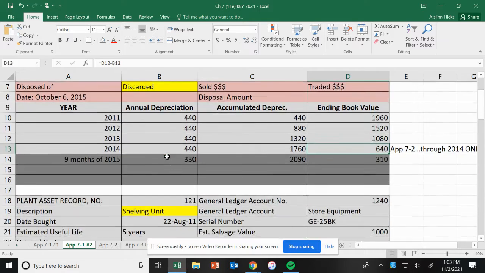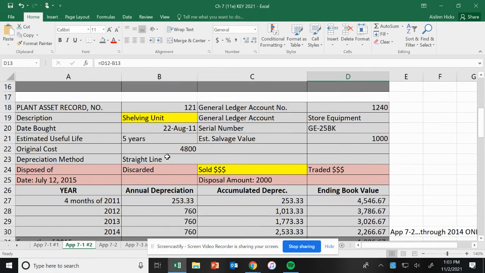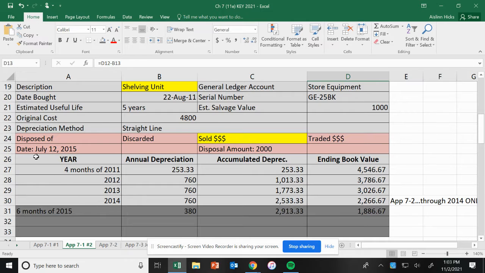The next one is a shelving unit. And this one, again, none of this pink is filled in for you yet, okay, because mine's completely done. So just pay attention to this top part, which you should have filled in. We bought it August 22nd. Oof, that means we got to count. Feel free to use your fingers, okay?